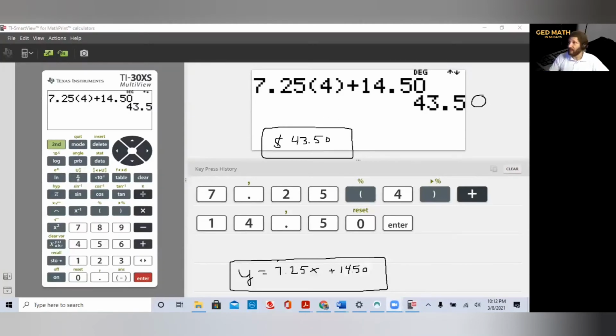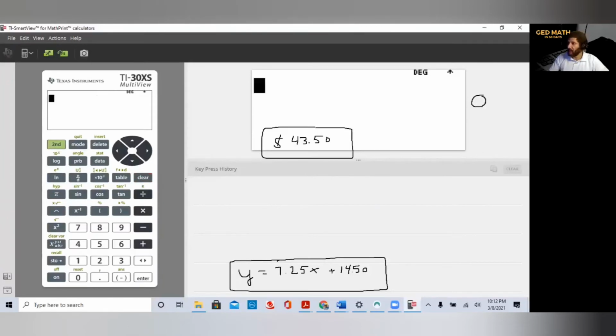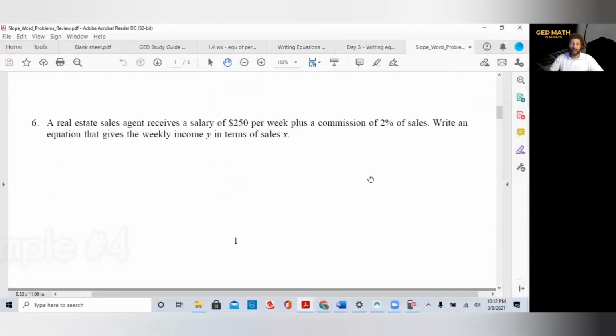Okay, let me save it. Let me clear everything out. And let's try one more before we stop. I didn't clear the screen though. Let me clear the screen. I thought I cleared the screen. There we go. Let me minimize my calculator and let's do one more.